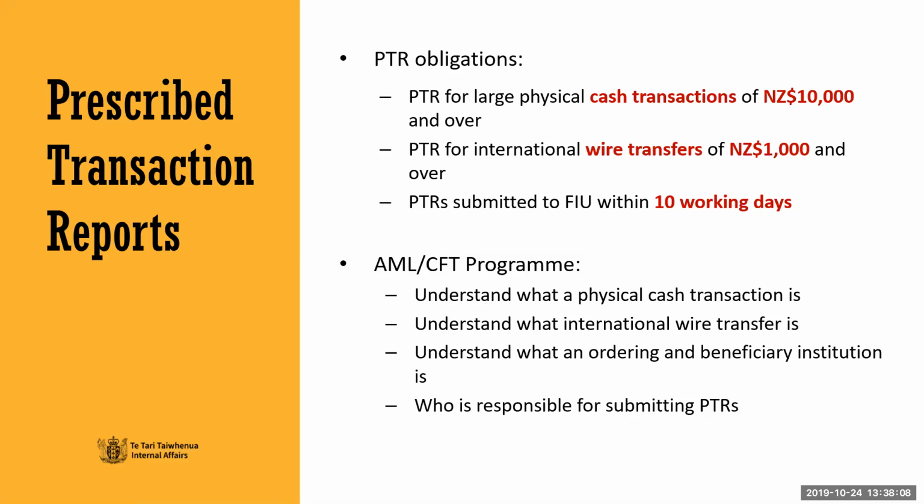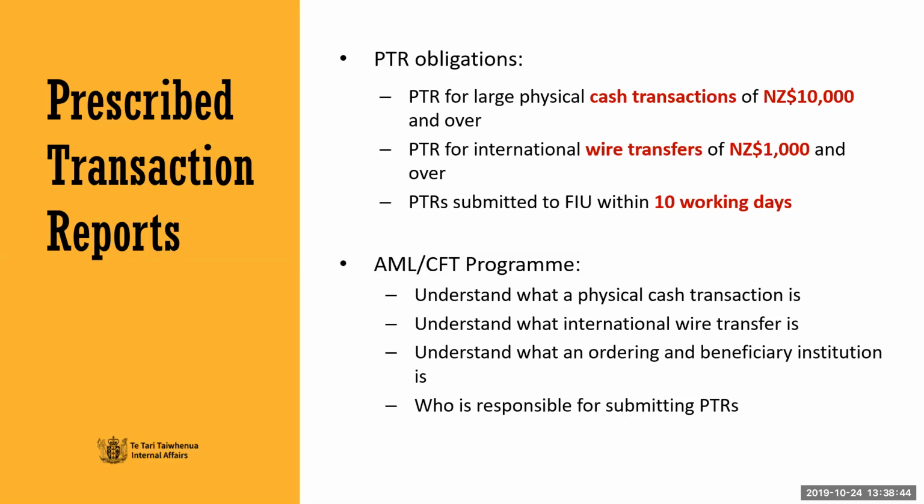Include in your AMLCFT program what a physical cash transaction is. Physical cash here means a transaction involving physical currency, so actual coin or printed money, not cheques. Understand what an international wire transfer is, and also understand what an ordering and beneficiary institution is. An ordering institution is the business who is instructed to transfer funds to another by electronic means. A beneficiary institution is the business who receives the wire transfer and then makes the funds available to the beneficiary, usually their client.